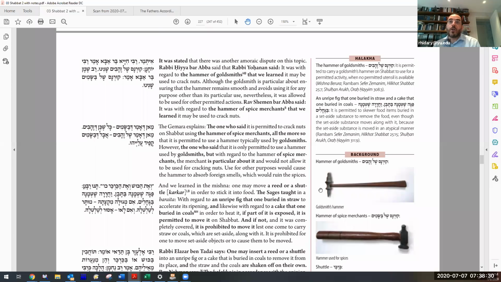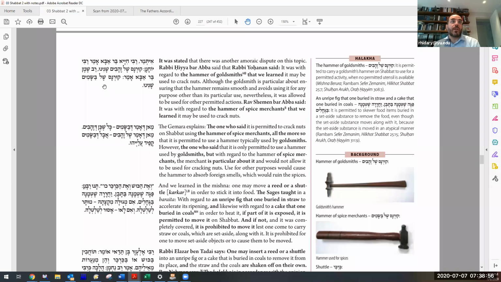We have a picture here. A goldsmith is particular about his hammer, and so he wouldn't generally want anyone else to use it because the surface will get all crooked. However, he is actually okay with it. If there's no other hammer around, he would be fine with it, and he can always just bang it on the anvil, and that will make it smooth again. So therefore, even a hammer of a goldsmith you can use to crack open nuts.